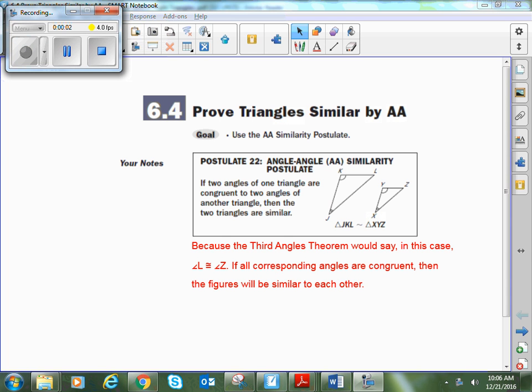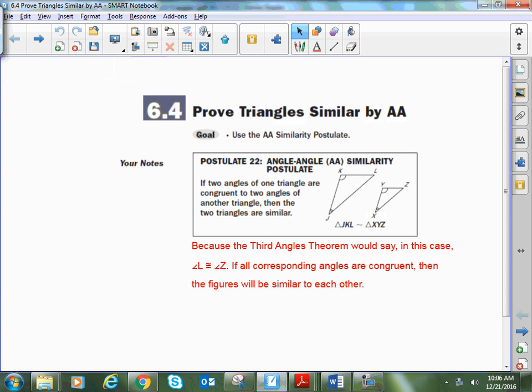Hey everybody, Mr. Piercy here, and we're going to be looking at similarity today, but specifically we're going to be looking at how similarity can be applied to triangles.